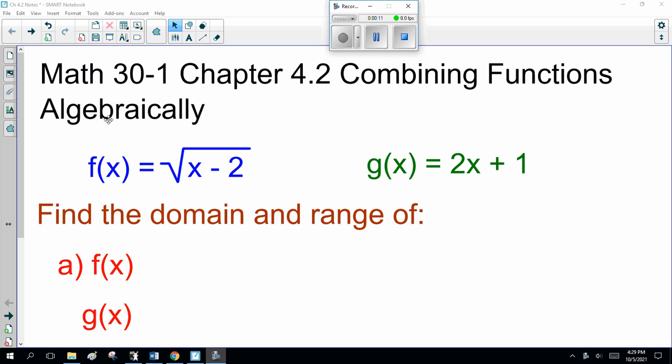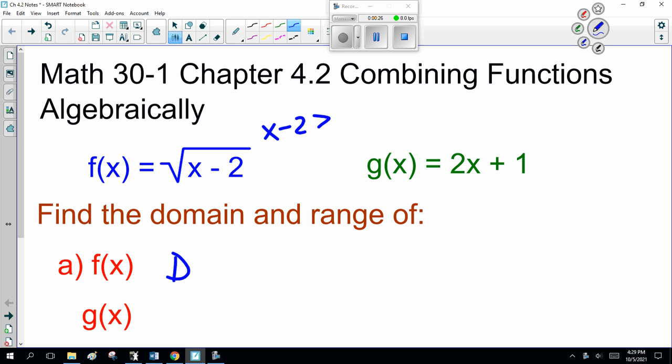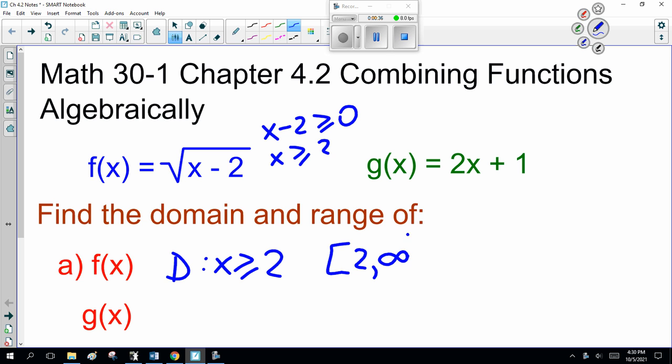So, right off the bat, here's a couple of functions for you to look at. f of x is equal to the square root of x minus 2, and g of x is 2x plus 1. Find the domain and range of, well, for f of x, the domain, x minus 2 has to be greater than or equal to 0. So, x is greater than or equal to 2. Now remember, that's 2 comma infinity if you write it like that. Now g of x is a linear function, y equals mx plus b, so domain should be all real.